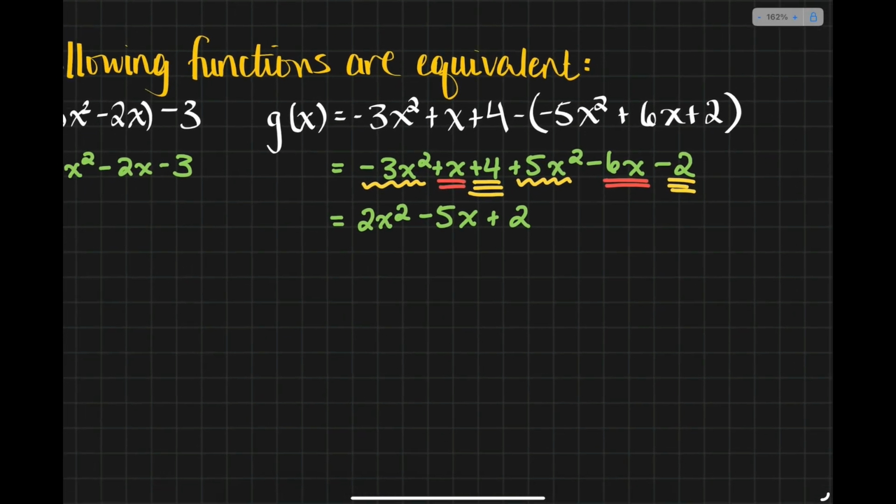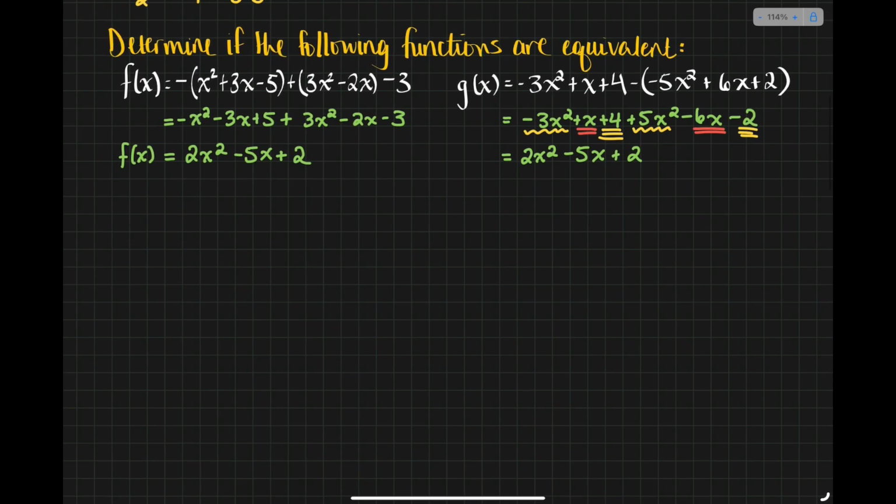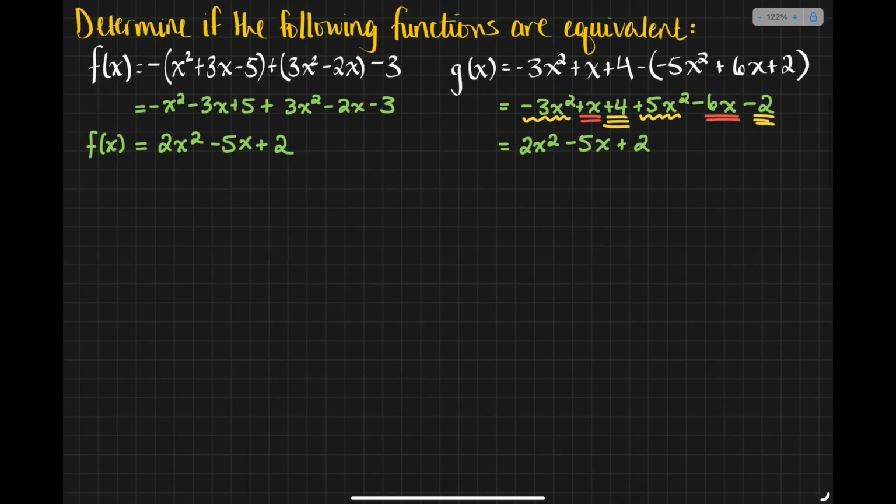So let's take a look at both of our simplified expressions. Notice that the expressions match perfectly. Both f of x and g of x are equal to 2x squared minus 5x plus 2. Therefore, both of these functions are equivalent.